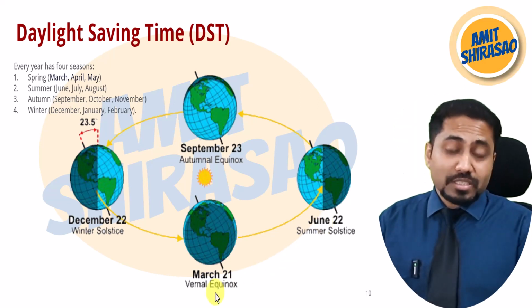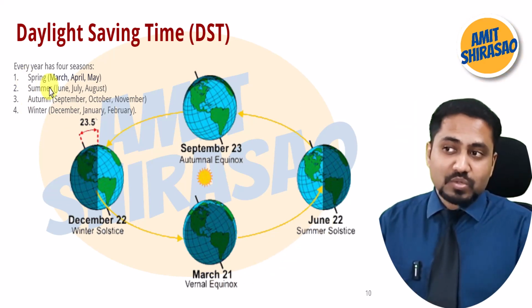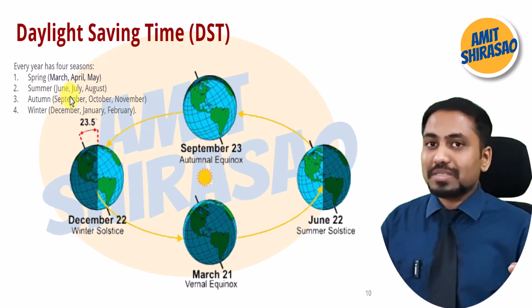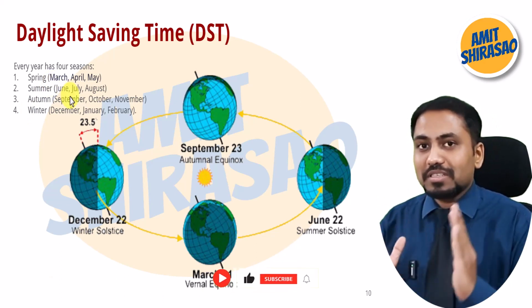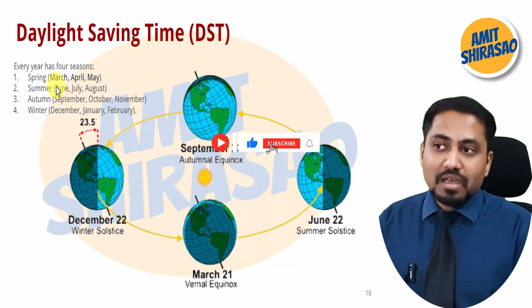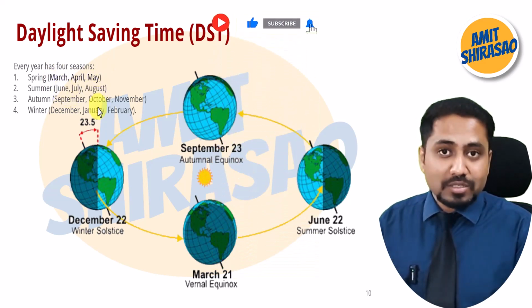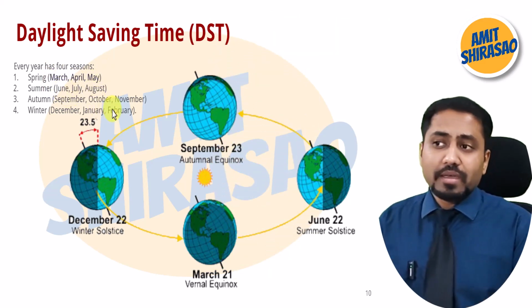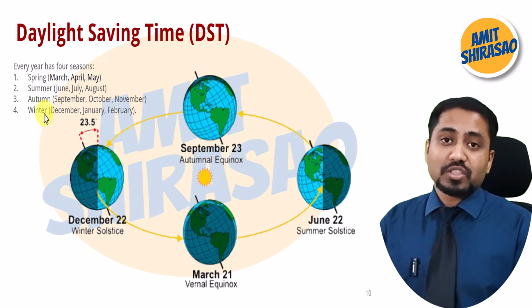Okay, so these are all the seasons. Basically there are four seasons and every season is equally important. Every season has the same number of months, three months. And this is the sequence in which they come.